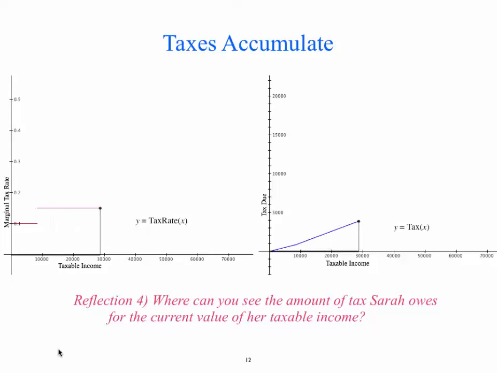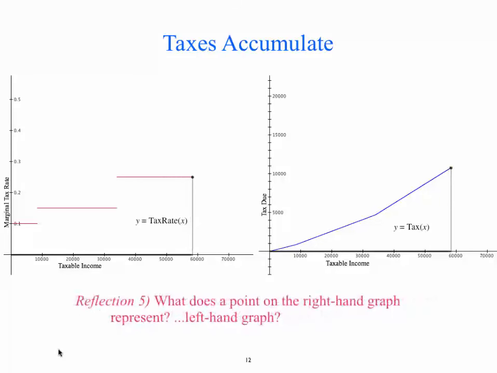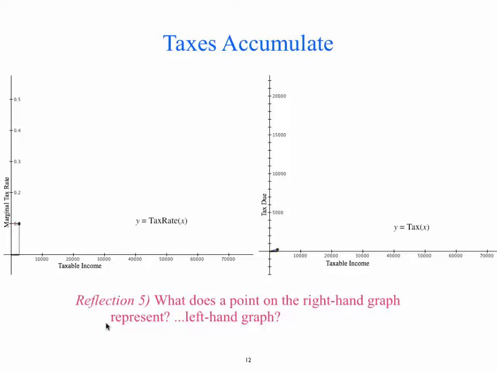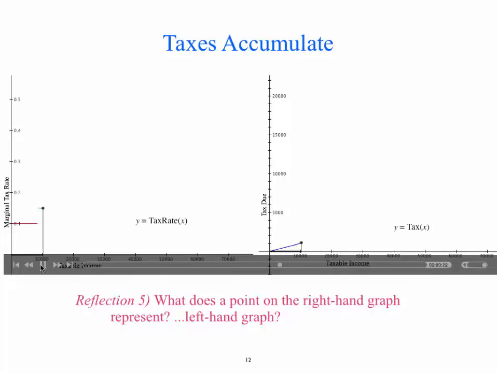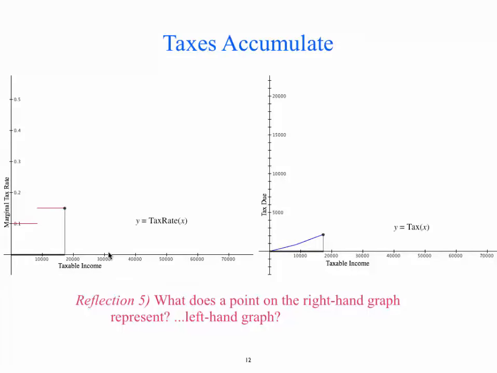I'm sorry, I was thinking right, I said left. Okay. Where on the right graph would you look? The y-axis. Okay, the y-axis on the right graph. Sorry, I misspoke. Okay, what does a point on the right-hand graph represent, and on the left-hand graph? So, go. I'll give you a chance to talk.